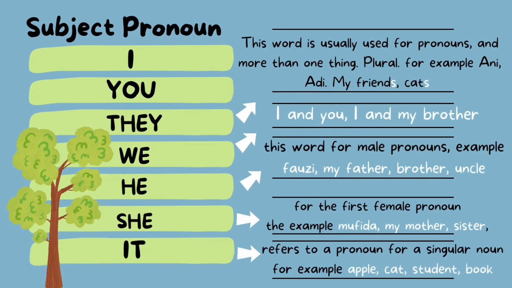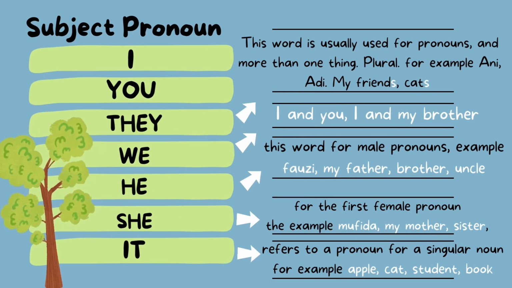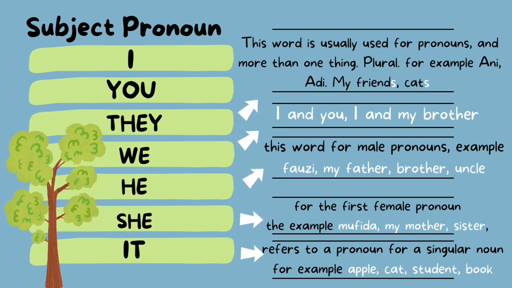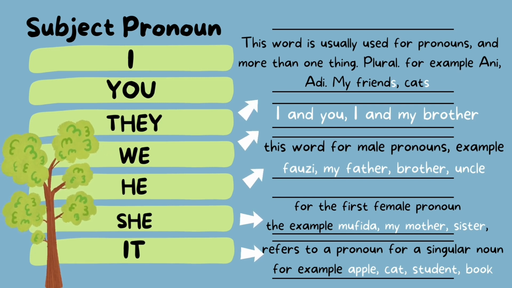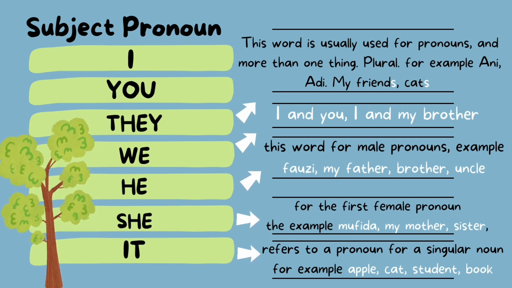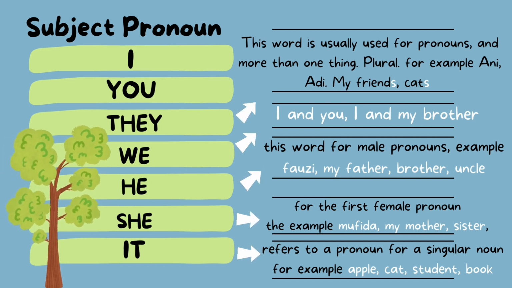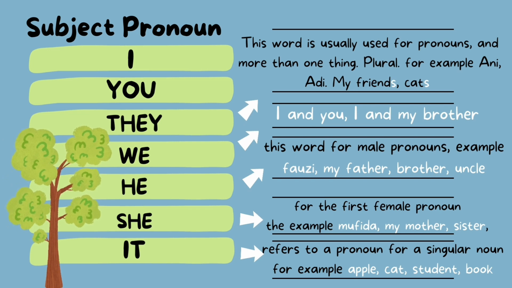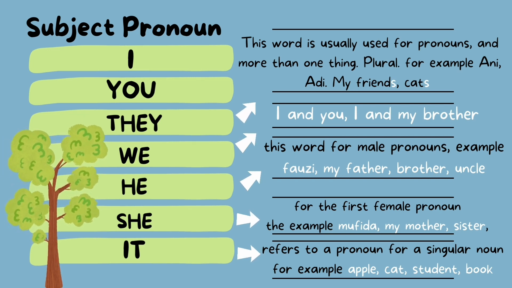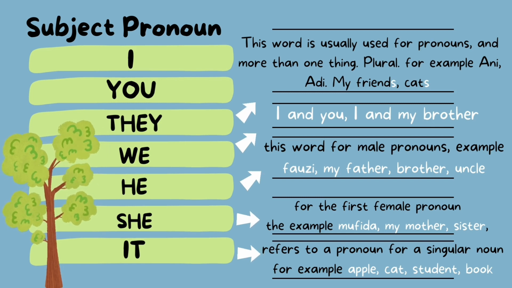Some of the pronouns are I, you, they, we, he, she, it. The word they is usually used for pronouns of more than one thing, which are called plural. For example, Ani, Adi, my friends, cats, adding the letter s if the object is more than one. If you are going to do an activity with other people, you can use the word we. I and my friends, I and my brother all refer to we.